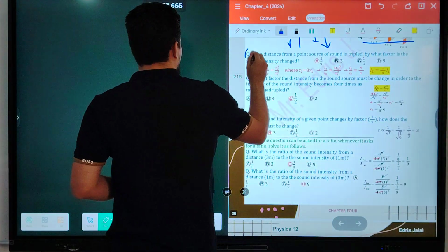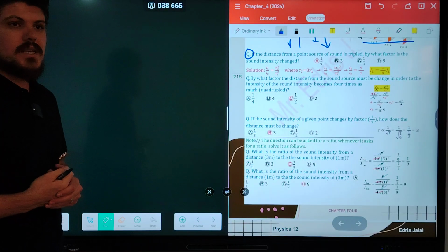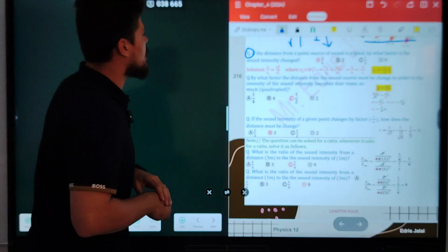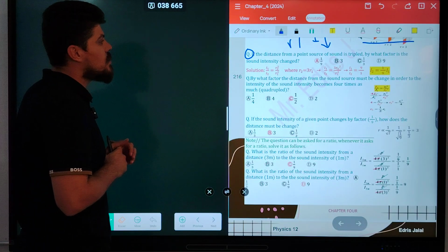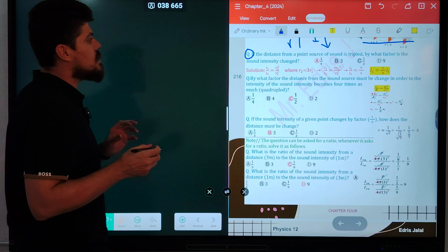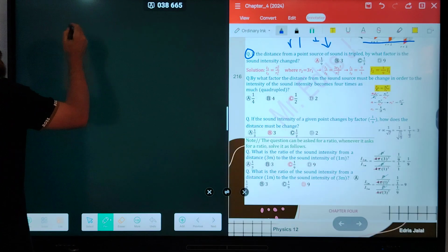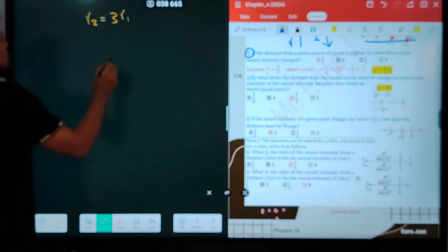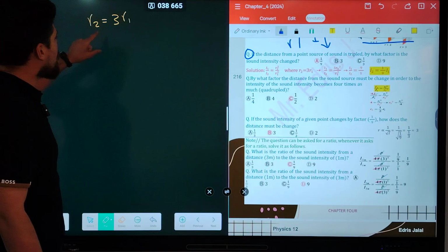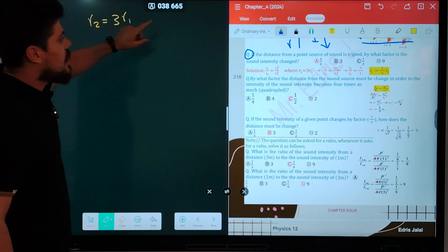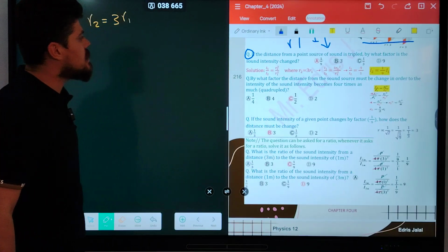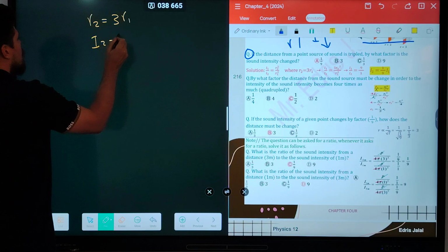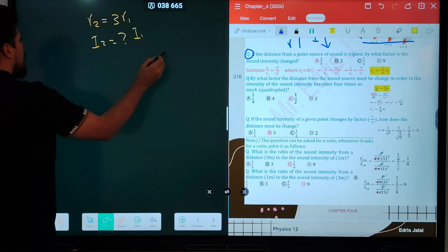We have some questions about the relation between intensity and the distance from the source. If the distance from point source of sound is tripled, it means that R2 is equal to 3R1. The distance from point source of the sound is tripled. By what factor does the sound intensity change? I2 is equal to how many times I1?